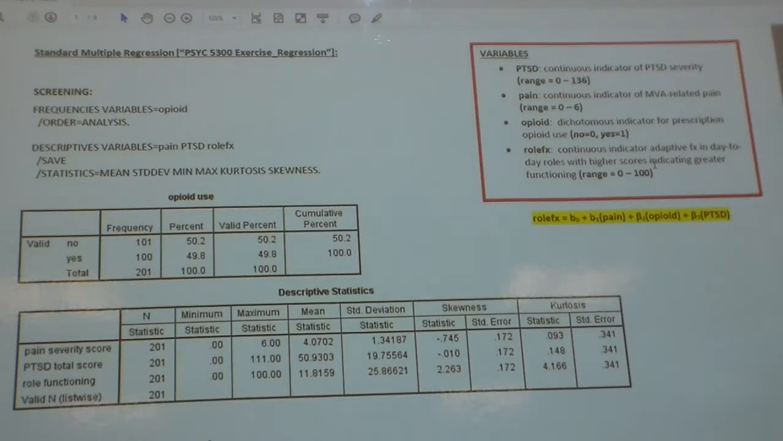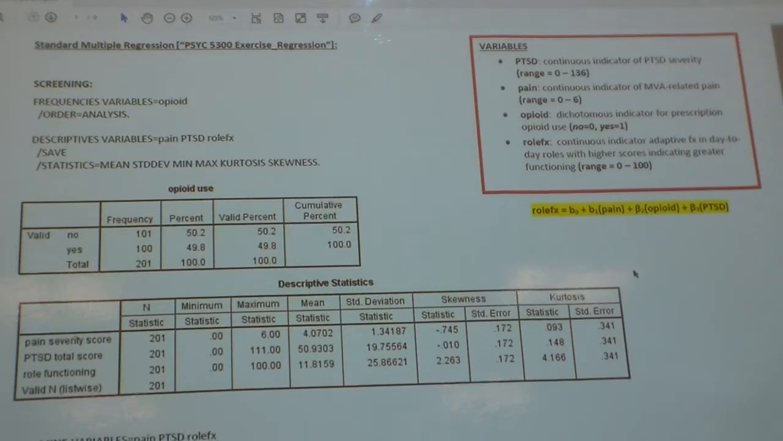And so we went through, we screened these, took a look at opiate use here, and we're finding that opiate use is pretty balanced, right? We got 201 people in the sample, 101 people are not taking opiates, 100 are. And so we've got a pretty balanced sample here. That's not always going to be the case with your dichotomous predictors. Keep that in mind because it's going to become relevant when we get into centering and some of these things. But in this case, we've got pretty even opiate use here.